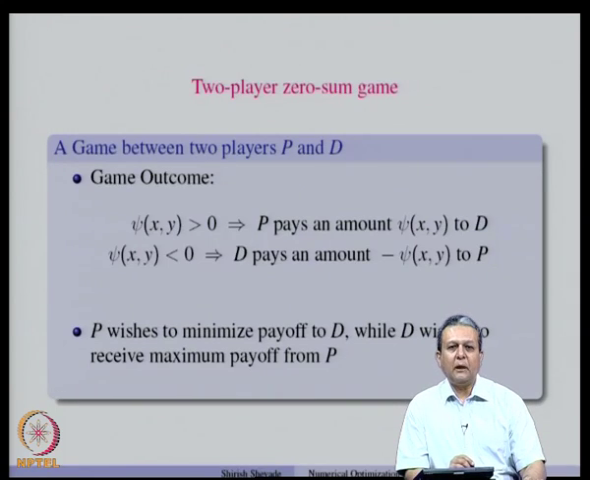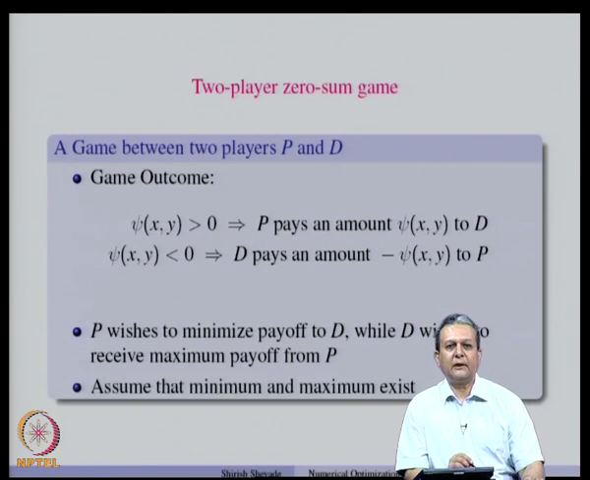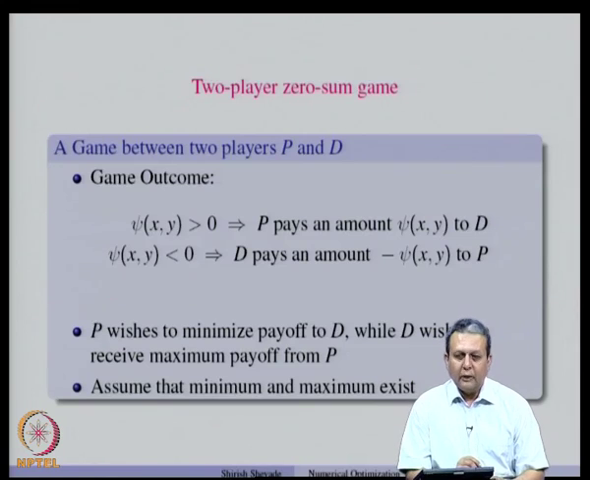Let us see some example to illustrate this point. Throughout this discussion, we assume that the minimum and maximum exist. If they do not exist, then one has to use the infimum and supremum appropriately, but throughout our discussion we assume that they exist.